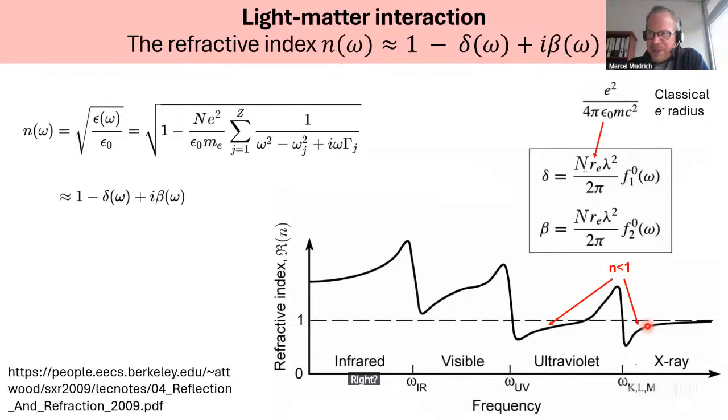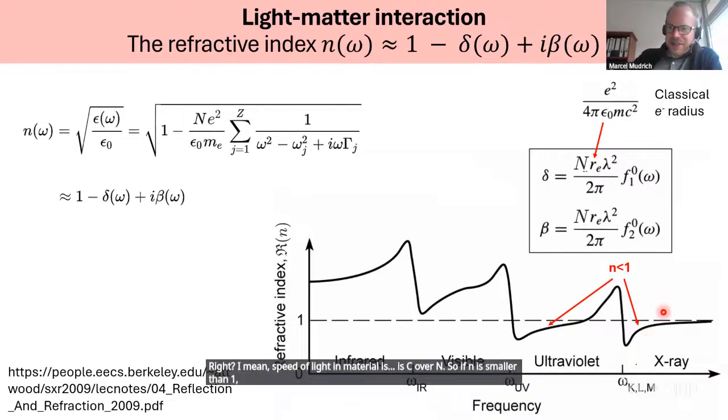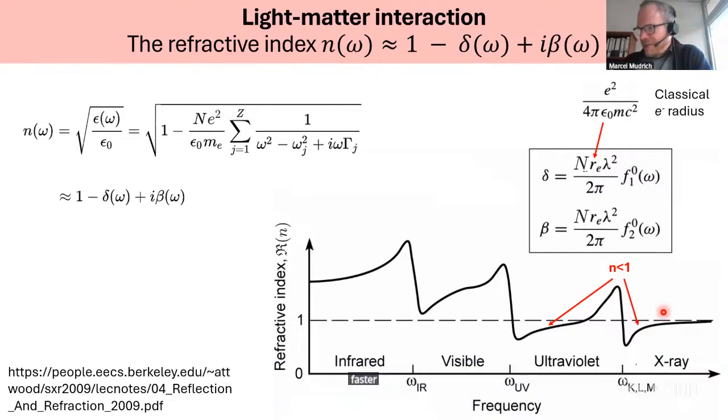I mean, speed of light in material is c over n. So if n is smaller than 1, then the speed of light gets faster than the speed of light in vacuum. How can that be? And doesn't that violate special relativity? Well, actually not, because the speed of light only tells us about the phase velocity of the electromagnetic wave, and that can be faster than the speed of light in vacuum.